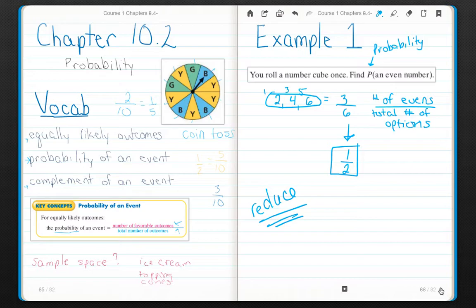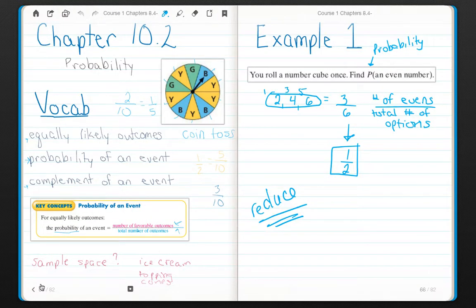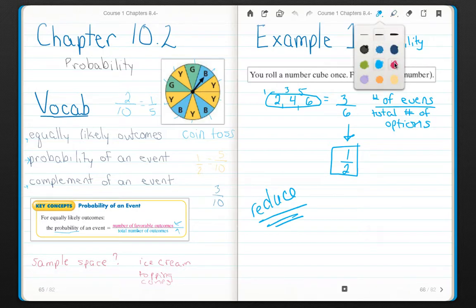Okay, let's take a look at example 2, and now let's talk about the complement of an event. Actually, I'm going to come back here to example 1 really fast. The complement of an event is all the outcomes that didn't happen. So in example 1, if the probability of rolling an even number is 3/6, its complement would be the probability of rolling any other number, or in this case, rolling the odd numbers.